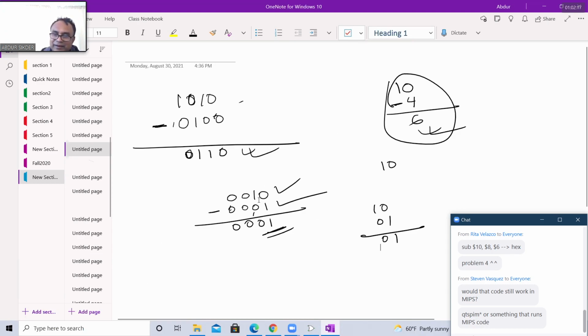Same thing here, another one. 2 minus 1 is 1. So you can verify that by converting to decimal. The binary addition, subtraction, and hexadecimal addition may be covered in the test. Okay. Nothing else.